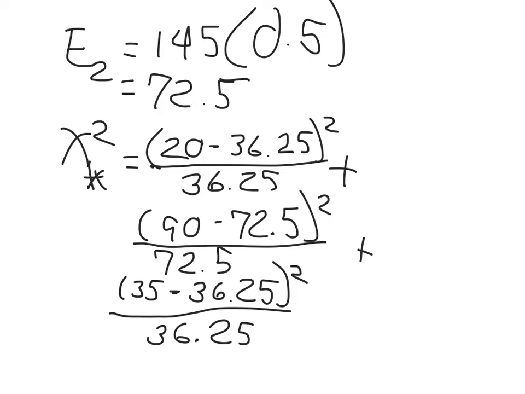It's observed minus expected in each category. Observed minus expected, the quantity squared in the numerator, divided by expected. Okay, start putting these together.